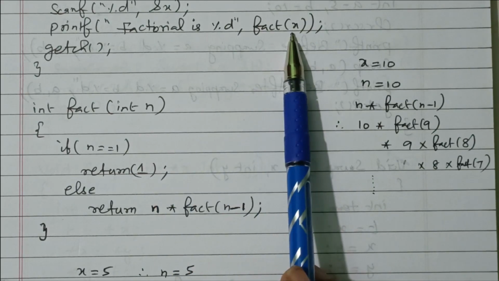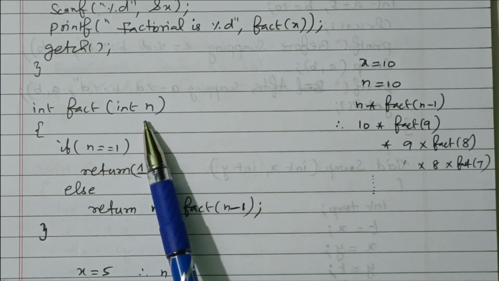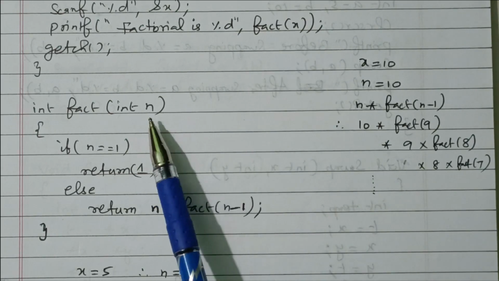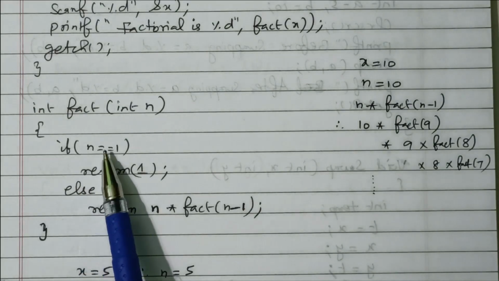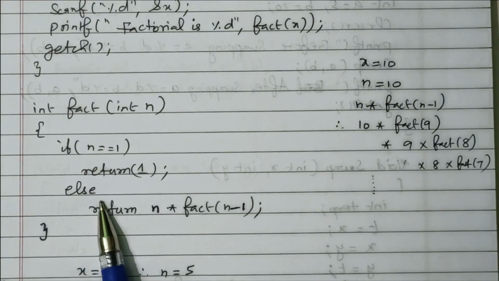The x value will be copied as it is. x is different and n is different. The value is only stored in n. Now we can start the process to find the factorial.